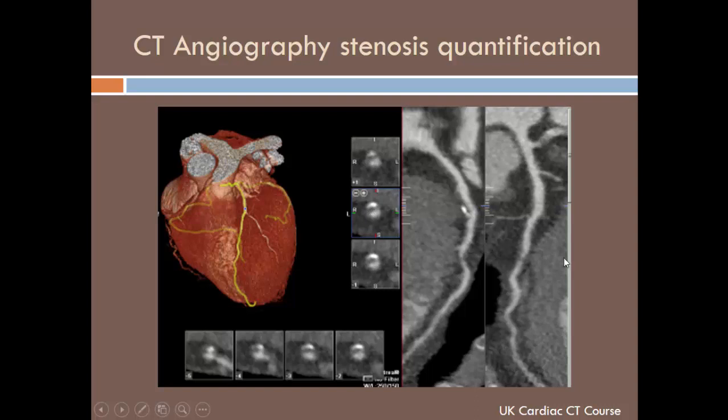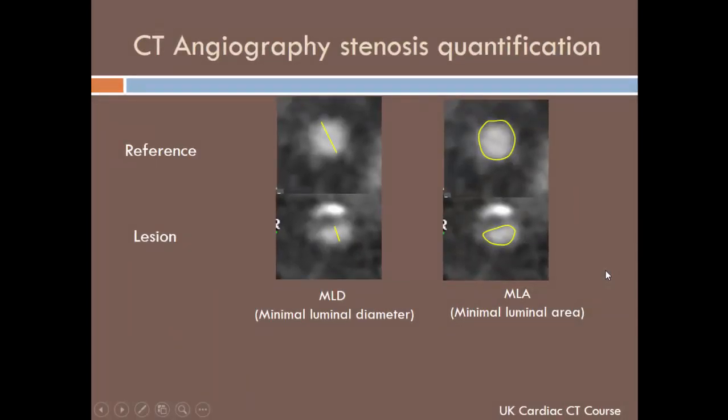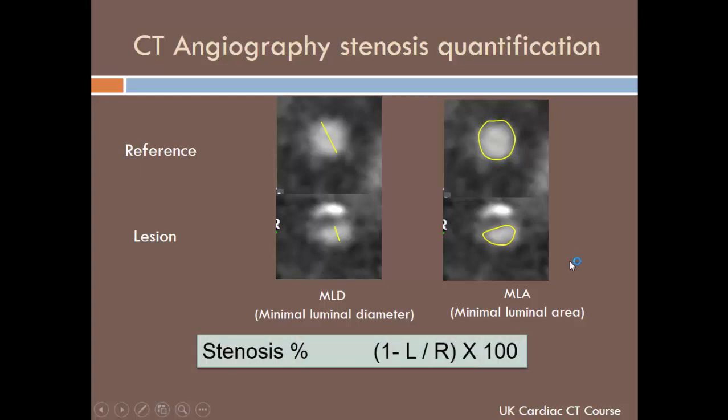And you can quantify the degree of stenosis in such plaques by either measuring the minimal diameter at the point of plaque and referencing it to the proximal normal lumen, or you can do area quantification like this. So minimal luminal diameter or minimal luminal area. And there's a formula for percentage stenosis quantification. So in this formula, L is the lesion, so the diameter or the area at this point, and R is the reference diameter or reference area.